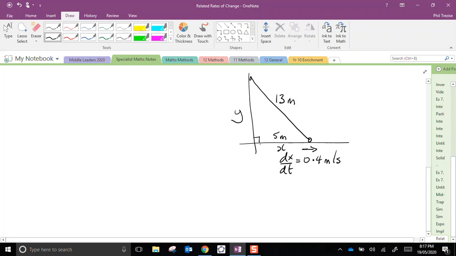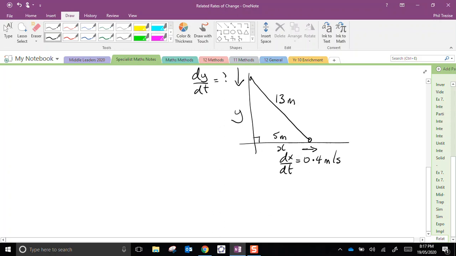Meters is a measurement of distance, in this case horizontal distance x, and per second is a unit of time, so divide by dt. It's a very good clue to look at the units to decide what derivative to name this thing. Now our question is to find, obviously as the base of the ladder moves away from the wall, the top of the ladder will slide down the wall, and that's what we have to find. That would be the rate at which distance y is changing. So that's our unknown, dy dt.